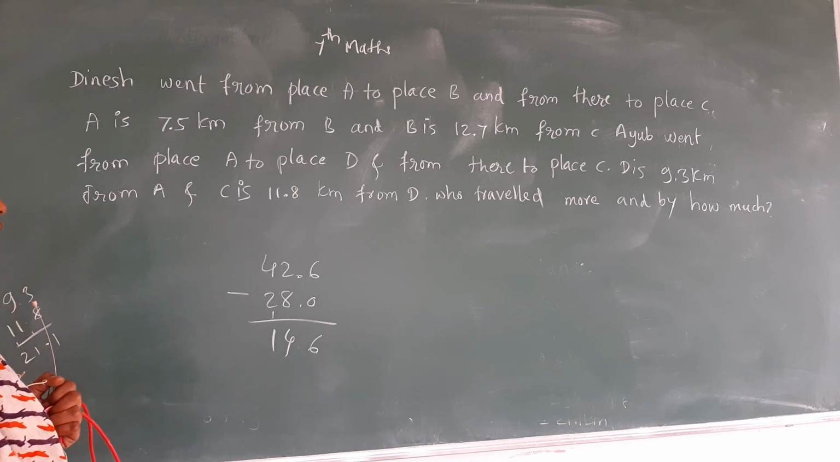See, when you add 28 and 14.6 we will get 42.6, which means 28 kilometers is less than 42.6 by 14.6.